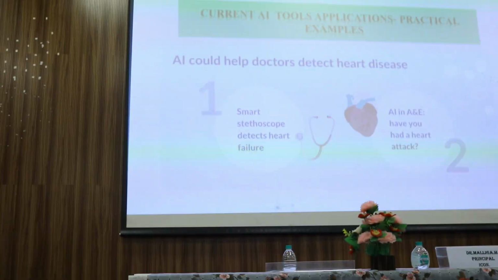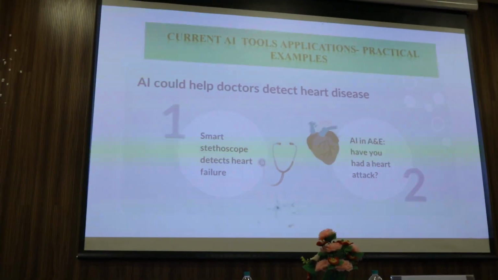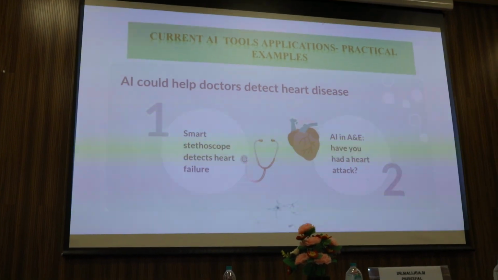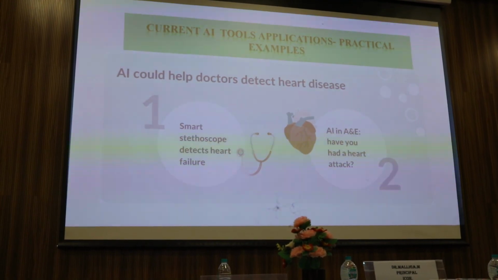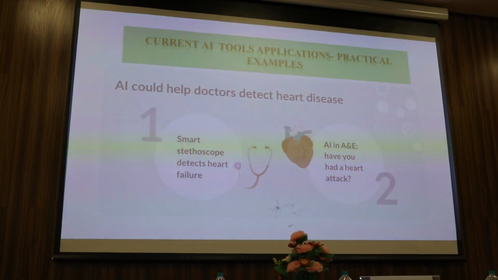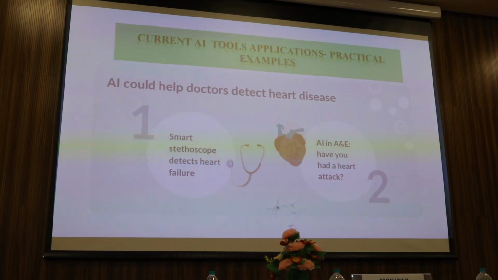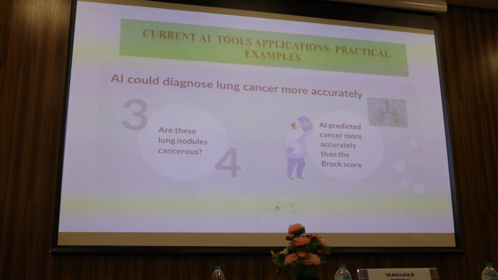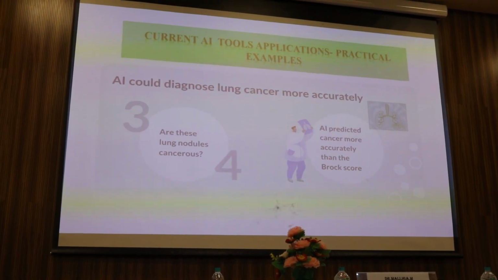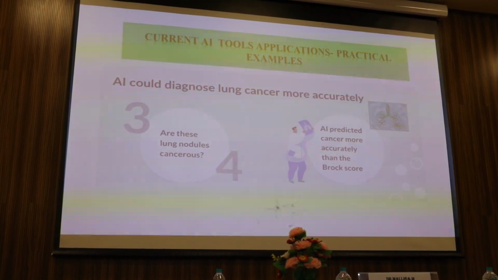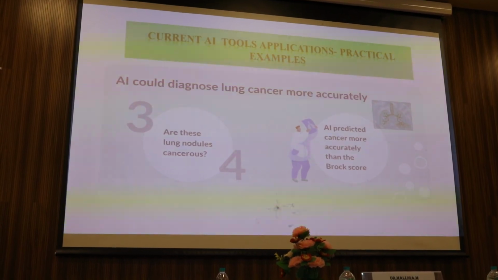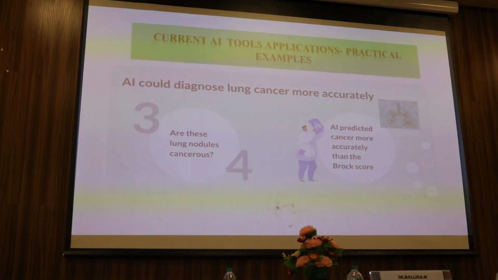And a lot more. We have a smart stethoscope to detect heart failure, AI in accident and emergency. So it says, have you had a heart attack? It can even tell whether we had a silent heart attack earlier. And AI could diagnose lung cancer more accurately. Are these lung nodules cancerous? When Melvin Sir gave so many examples, that session was very, very informative.